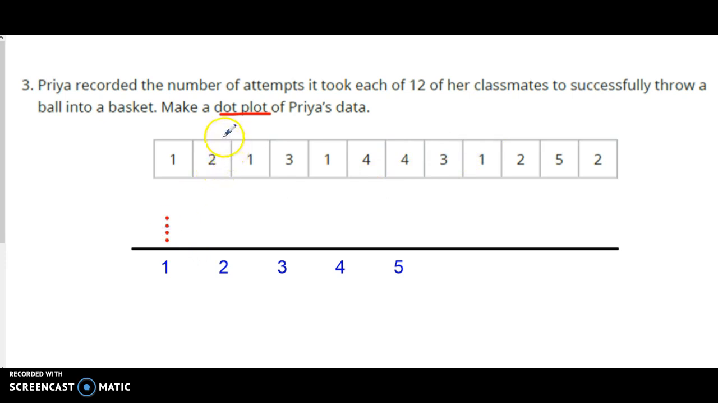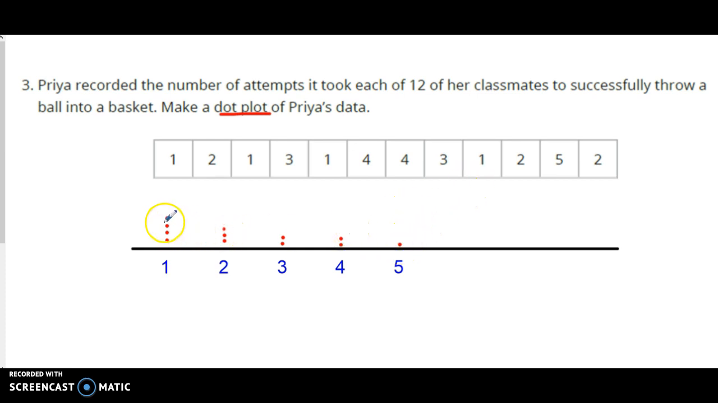How many students took 2 shots? 1, 2, 3. 3. All right, pause the video. Do 3, 4, and 5 on your own. Okay, let's check it. For 3, I had 2 students take 3 shots. I had 2 students take 4 shots. And I had 1 student take 5.